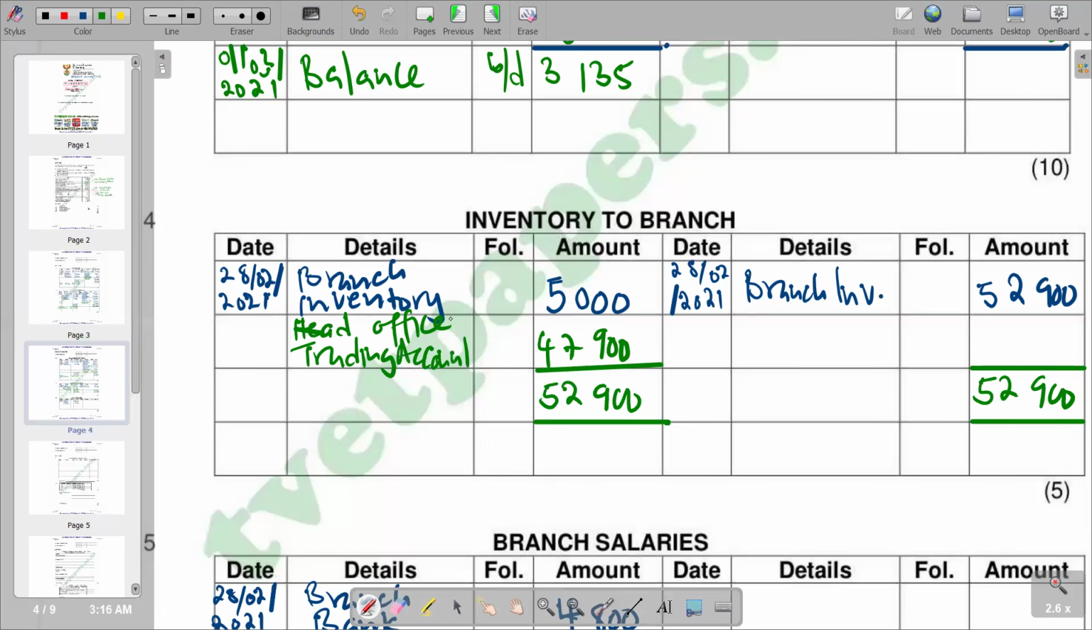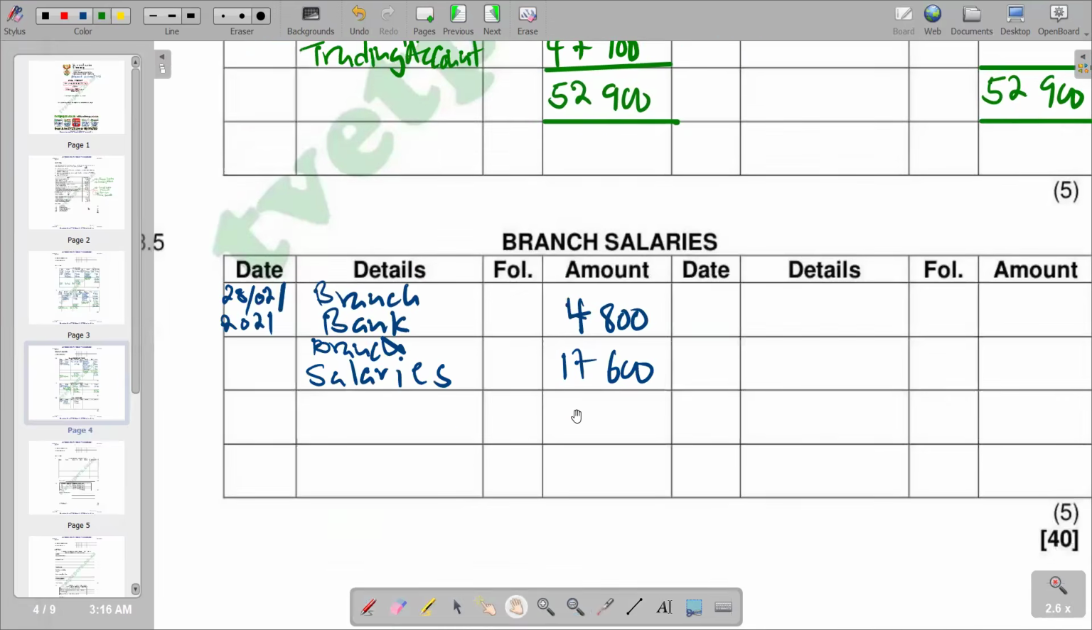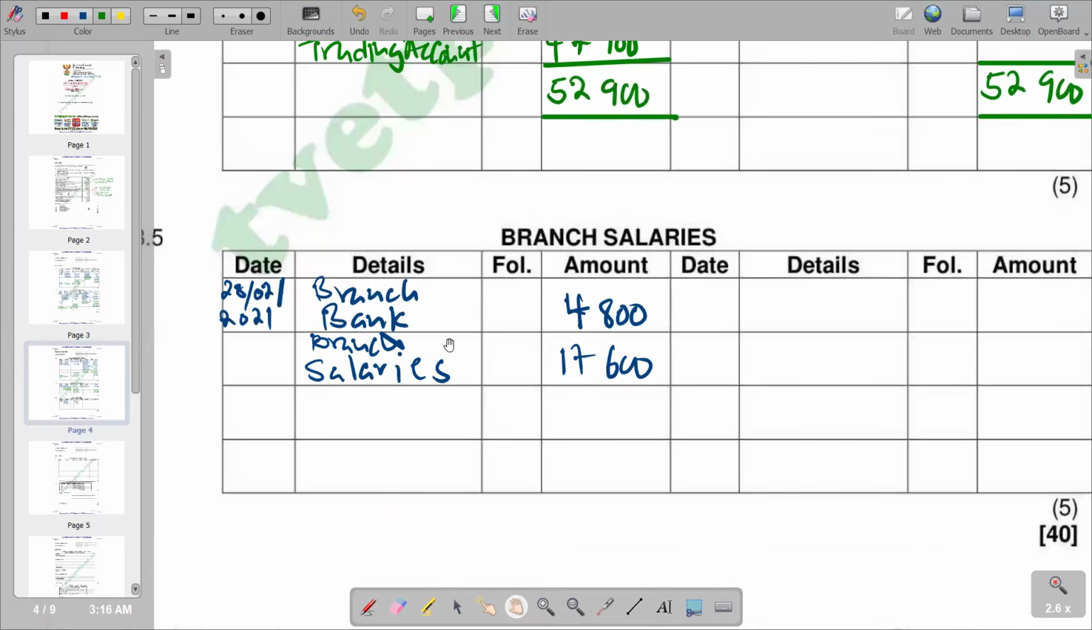Right, we can also take note that our inventory to branch does not have a balance CD or BD. Inventory to branch does not have a balance CD or BD. The balancing figure has to be transferred to the head office trading account. As simple as that. So we go to the next one, branch salaries, obviously going to be our last one.